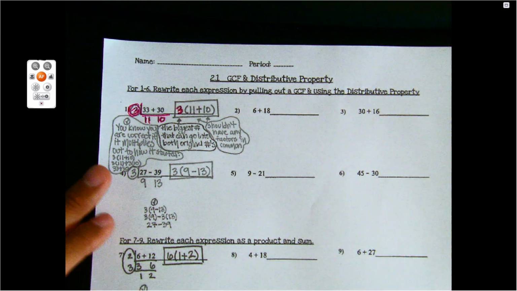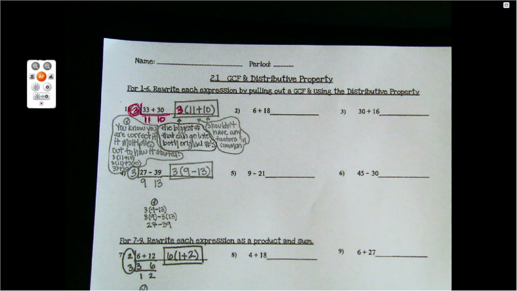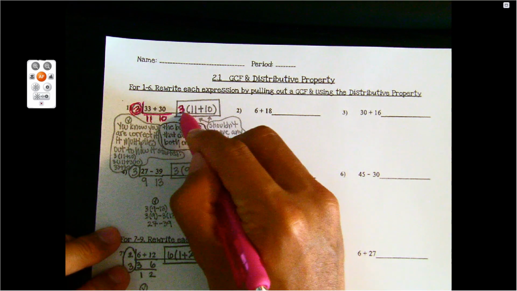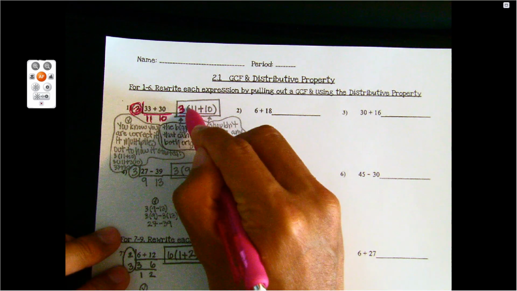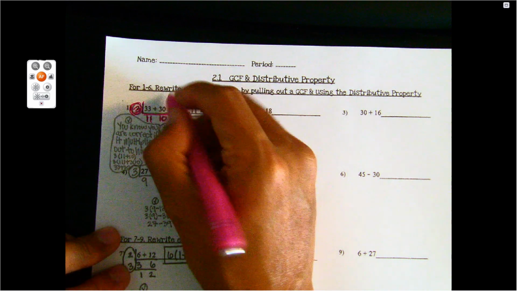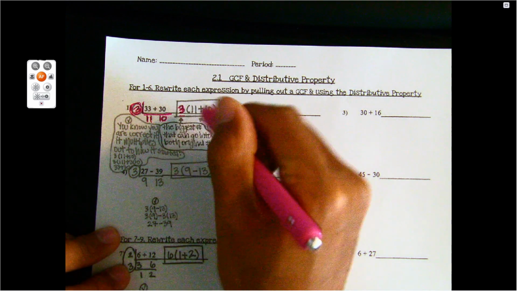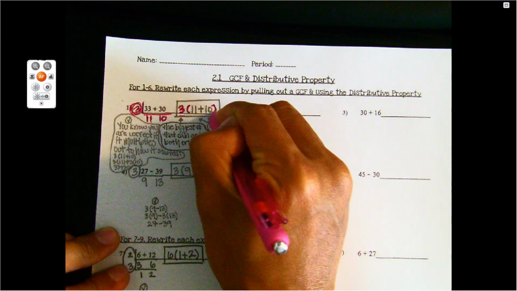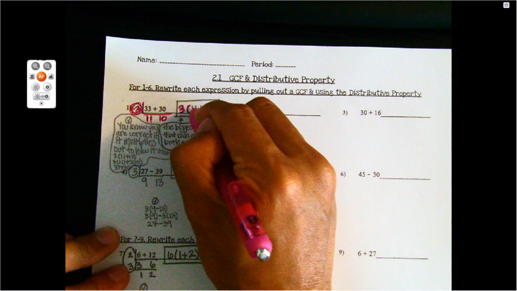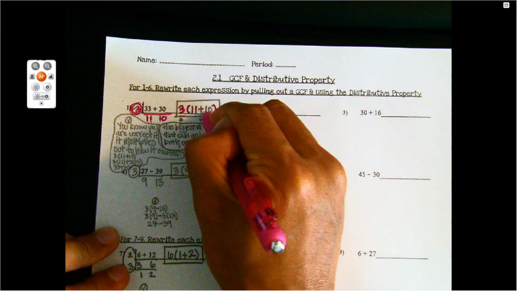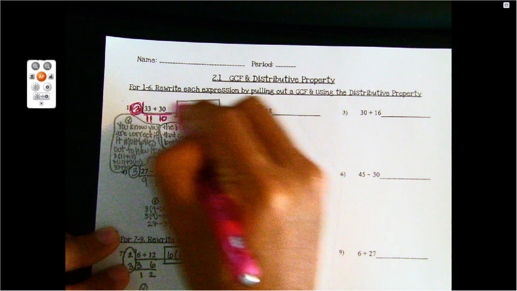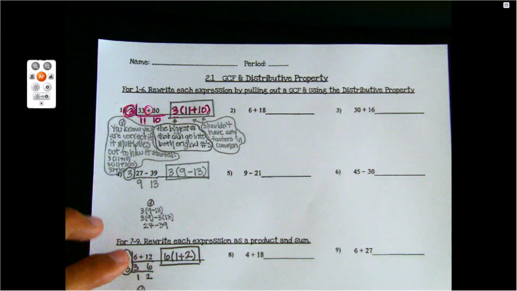Now, for this homework assignment, they don't just want you to find the GCF, they want you to rewrite the expression by pulling out the GCF and also by writing it as a factor times a sum. So what's left over when you pull out the 3? We're going to draw parentheses. And what's left over is that 11 and 10. And so we're going to put that 11 and 10 inside the parentheses. And there's a plus sign in between them because the original problem had a plus sign.